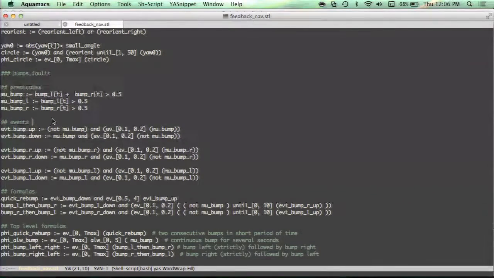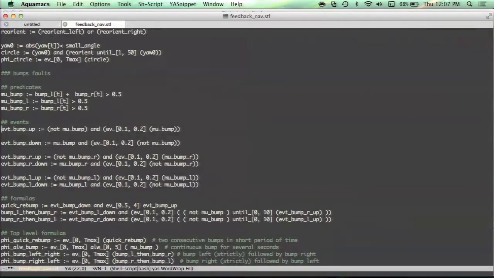So now, if you want to encode events in STL, it takes a little bit of thinking because we don't have this next. Here I encoded an event bump up, meaning you want to check that the bump sensor was down, and at the next event, it was up. First you define predicates which define the state bump is up or down, so you have mu bump L and mu bump R.